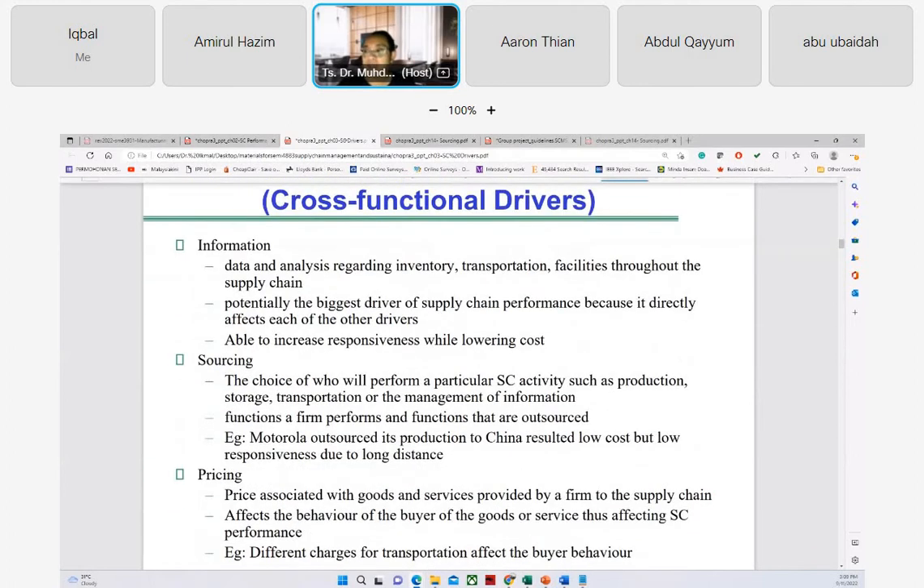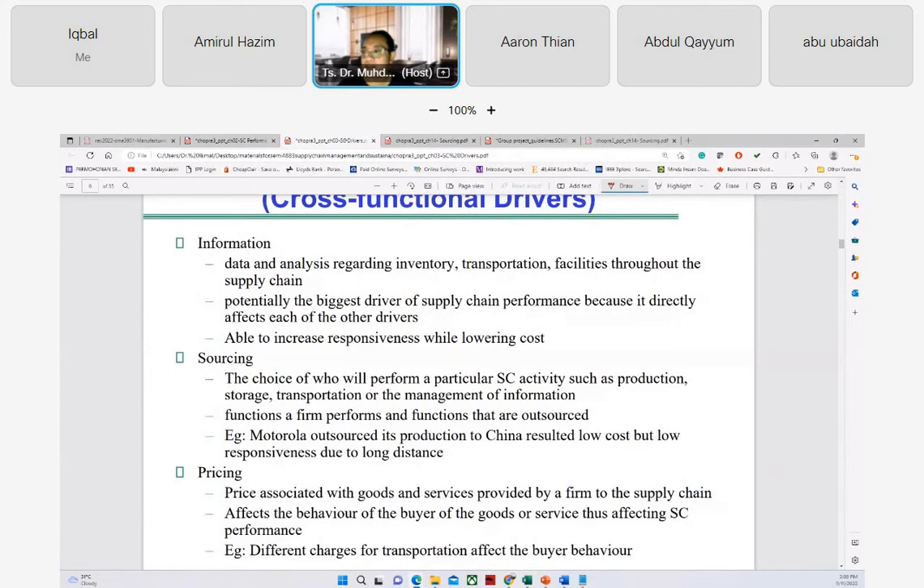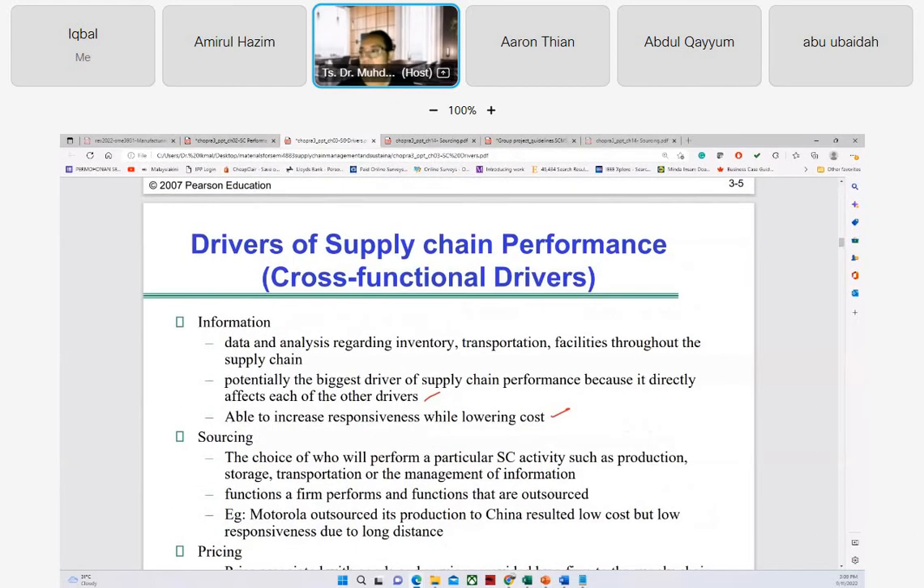All right, and then next, information. So data and analysis regarding inventory. It is potentially the biggest driver of supply chain performance, because it directly affects each of the other drivers as well, and is able to increase responsiveness while lowering the cost. So for information, you use AI technology, for example. You use IoT, Internet of Things, cloud services. This kind of information can speed up the process. So this also helps in supply chain performance.